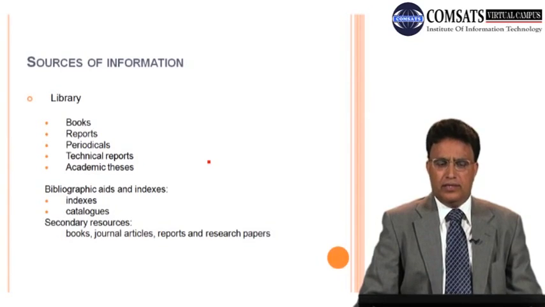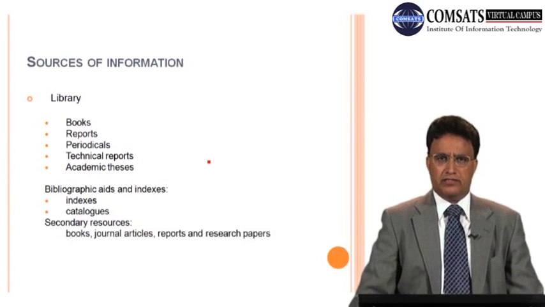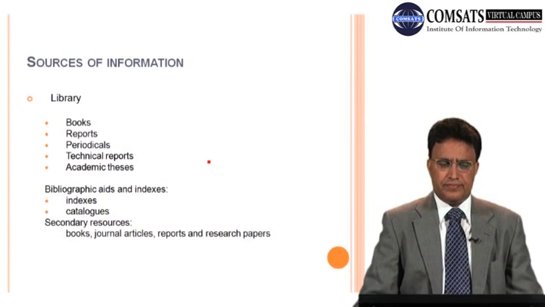Number 1, there are the books on different subjects. They are classified, categorized, and placed in different parts of the library. In addition to books, there are certain reports written on different topics and different issues, and they are kept in a library.